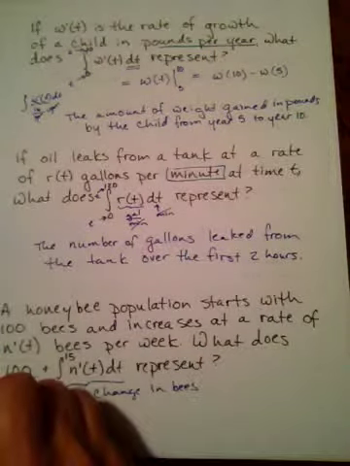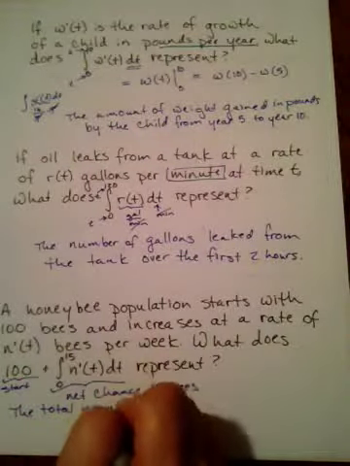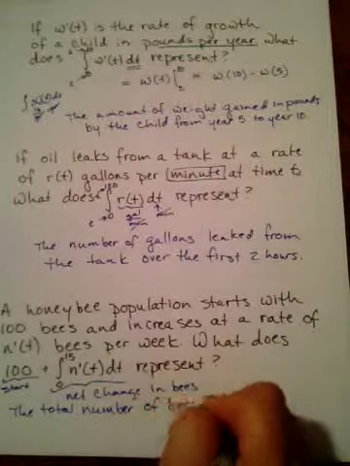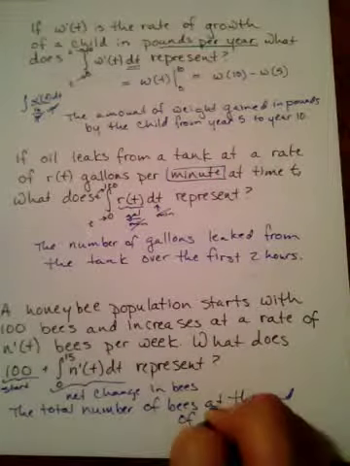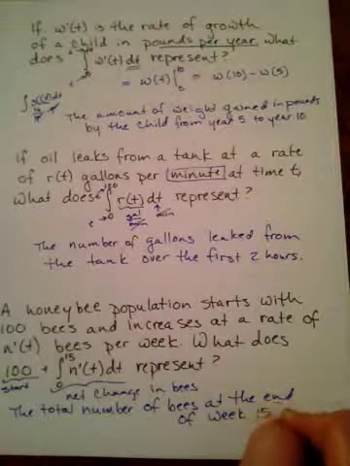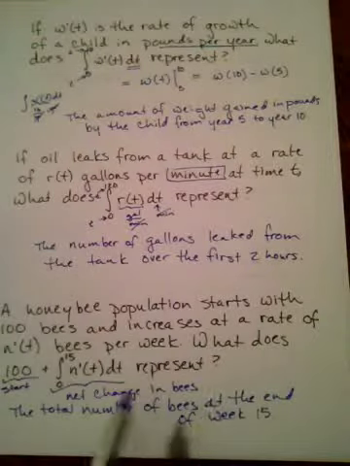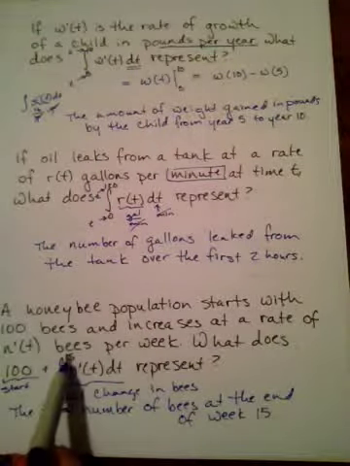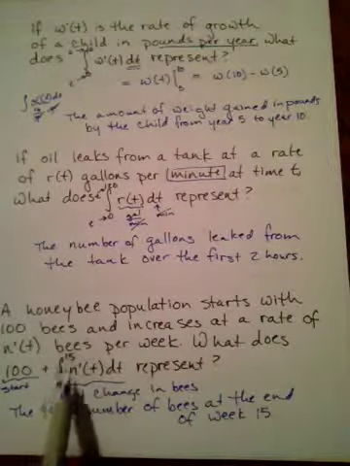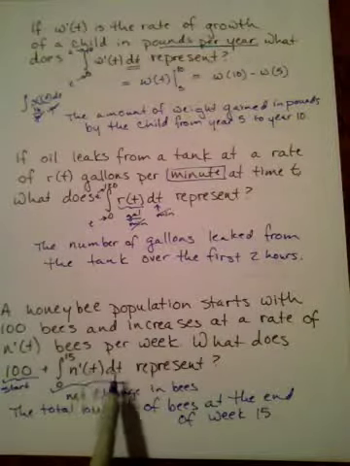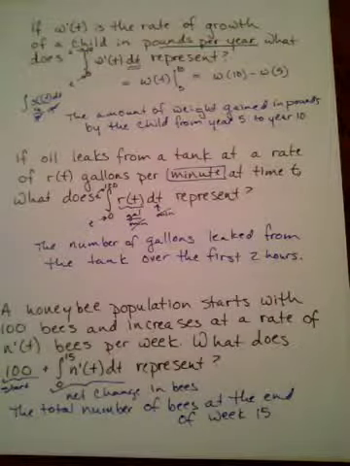So what this represents is actually the total number of bees at the end of week 15. It's no longer a net change because we put in our start amount. Start plus net change will give us our final amount. So this is the net change from time 0 to time 15. So if we gained 35 bees in that time period, this whole thing represents how much we have at the end of the time period, 135 bees. So that's a beginning to look at exactly how this could be used.